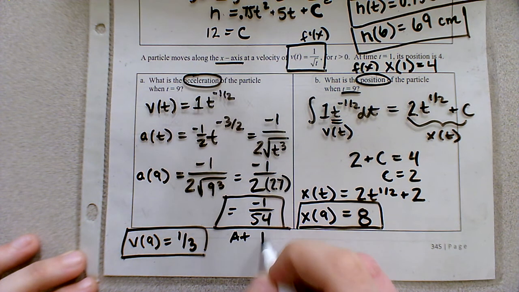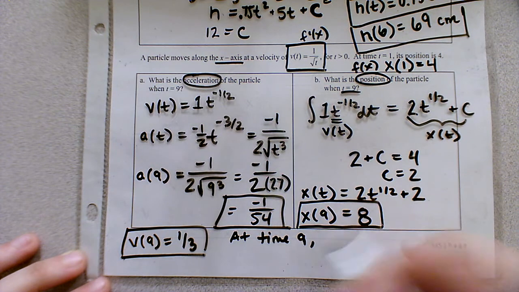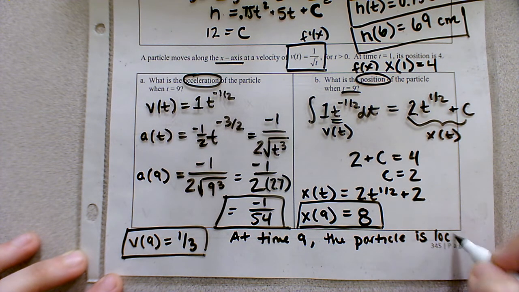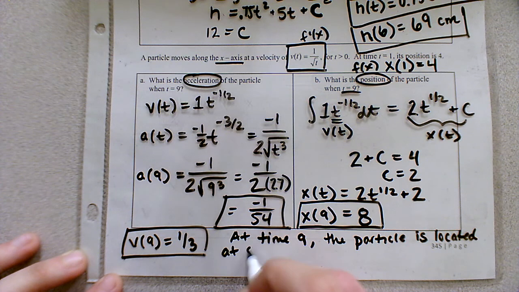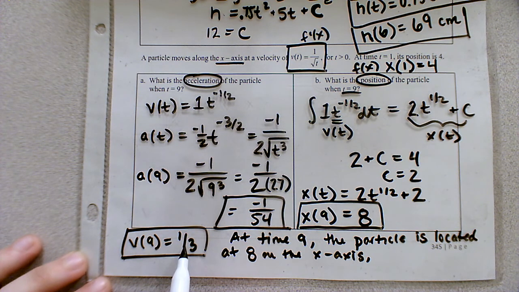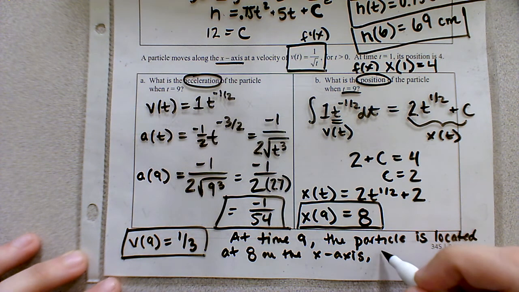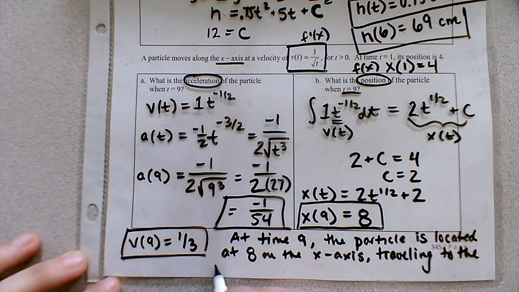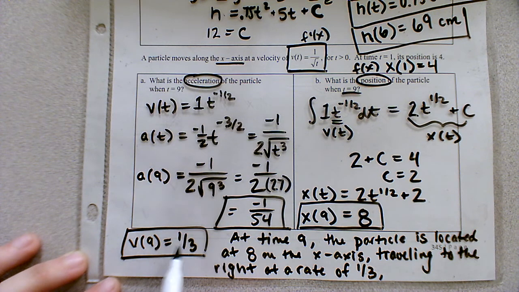So maybe we can say at time 9, the particle is located at 8 on the x-axis. We know its velocity, which is speed and direction. So it's traveling to the right at a rate of 1/3. Okay, so positive velocity means it's traveling to the right, and this is its rate.